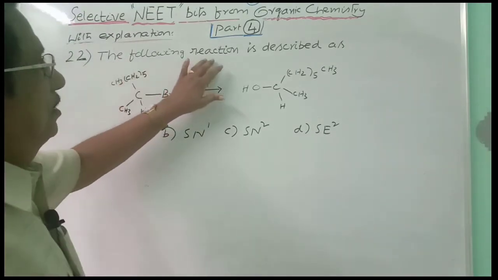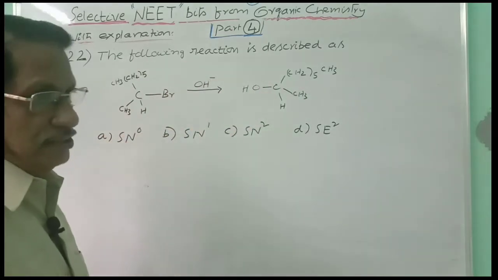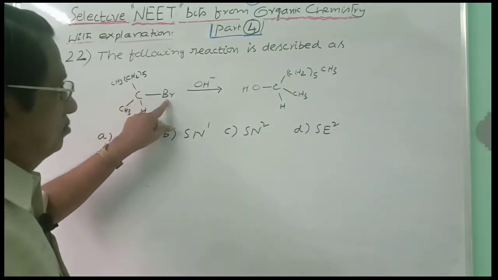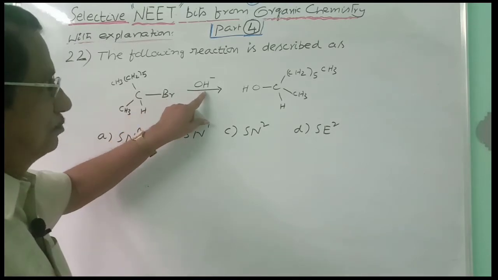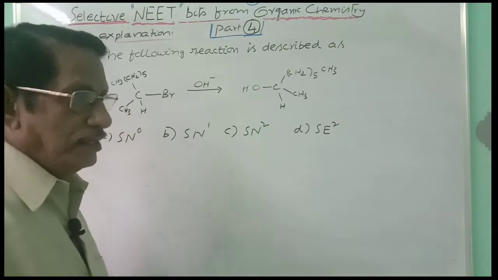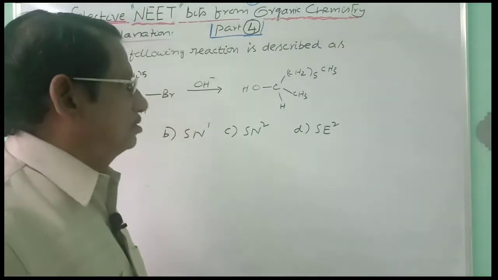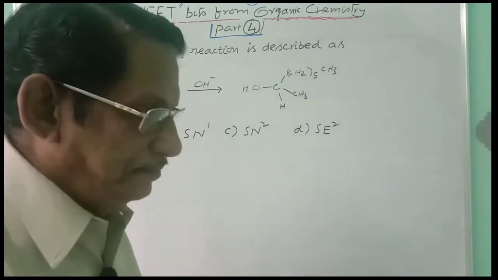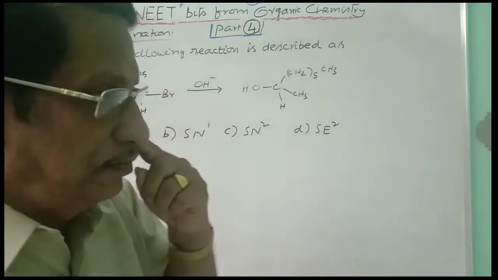The following reaction is described as... An alkyl halide is given. This is the nucleophile. The product is given. Br is replaced by OH. Br minus is replaced by OH, which means one nucleophile is substituted by another nucleophile. This is an example of nucleophilic substitution.